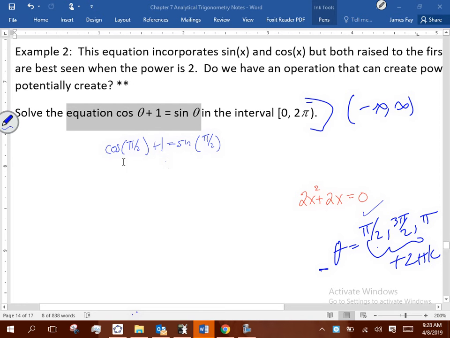If I try 3 pi over 2, cosine of 3 pi over 2 is 0, right? Plus 1 equals, what's the sine of 3 pi over 2? Negative 1. What's that tell me? There's an issue there, right? That one's an extraneous solution. Okay? If I try pi, what's cosine of pi?